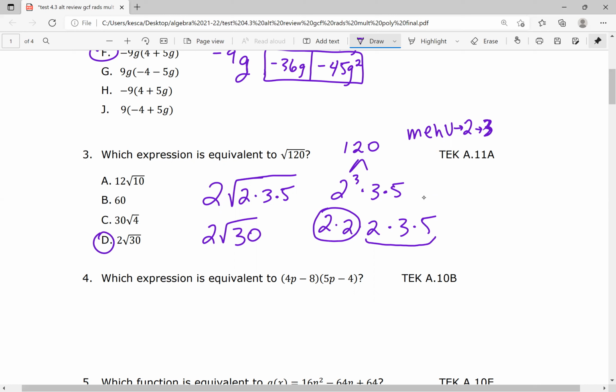But if you're just like, I don't remember all that, guess what you can do? You can type in the square root of 120 into your calculator. And then you can also type in your answer choices and then find which 2 match.